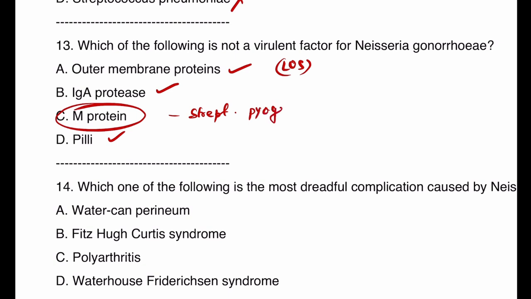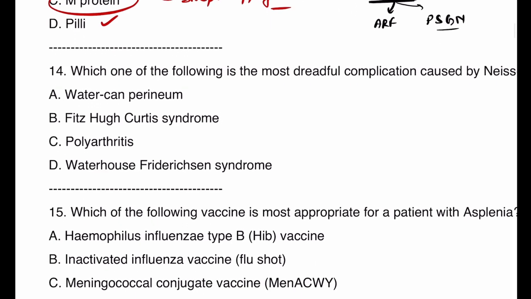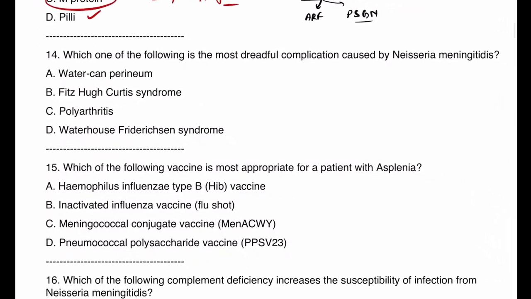The M protein is there, and that is why it causes molecular mimicry, and because of the molecular mimicry you are getting two complications, which are non-suppurative complications of Streptococcus pyogenes. One is acute rheumatic fever, another is post-streptococcal glomerulonephritis in childhood.